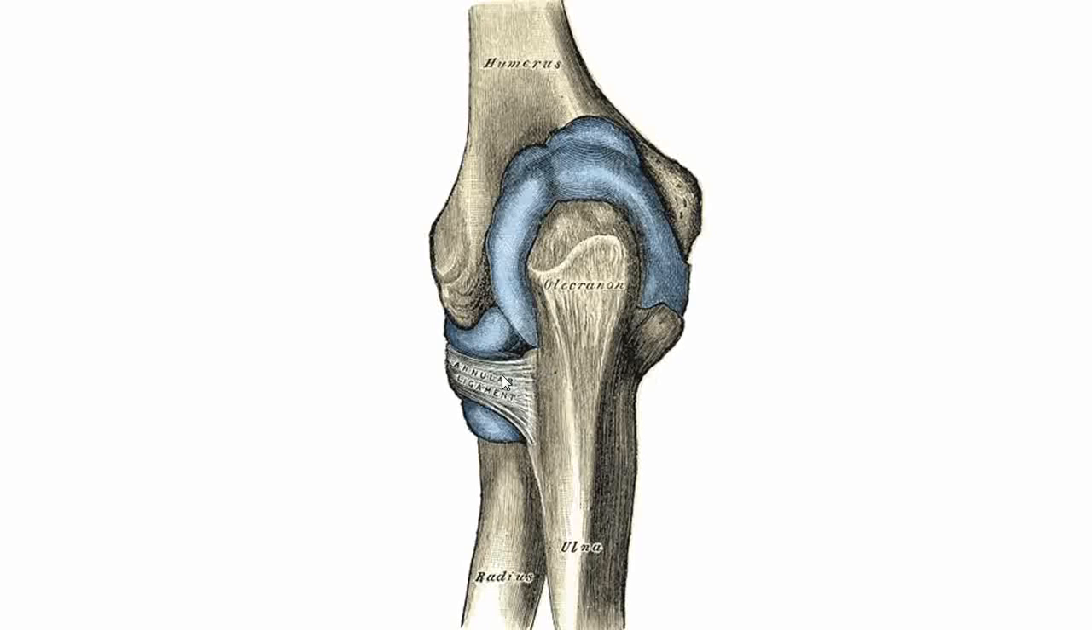So what this does is it stabilizes the joint, and it allows the radius to rotate against the radial notch on the ulnar, and also on the capitulum on the humerus.